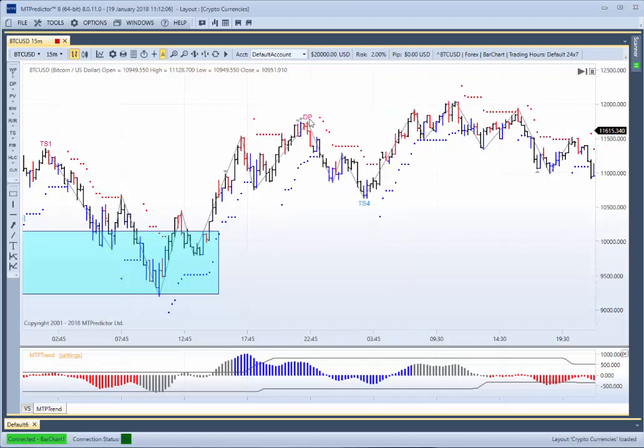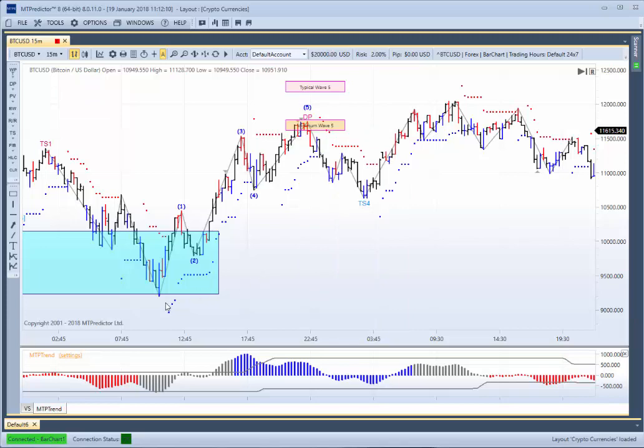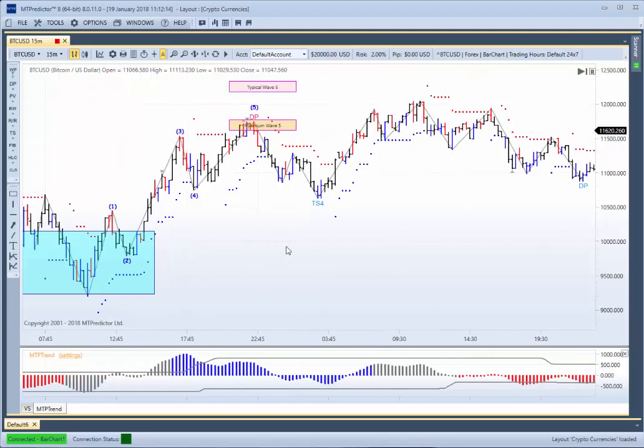you then do decision point. No, sorry, whoops, clear that off. You then do Elliott waves. And you can see that actually went up in a beautiful 1, 2, 3, 4, 5. Why was this so good? Well, one of the things we teach in MTPredictor is after a completed 5-wave sequence, the market then tends to retrace into the DP from the prior wave 4.